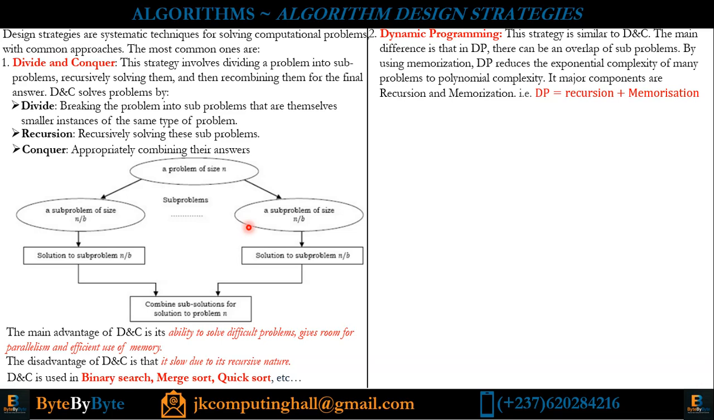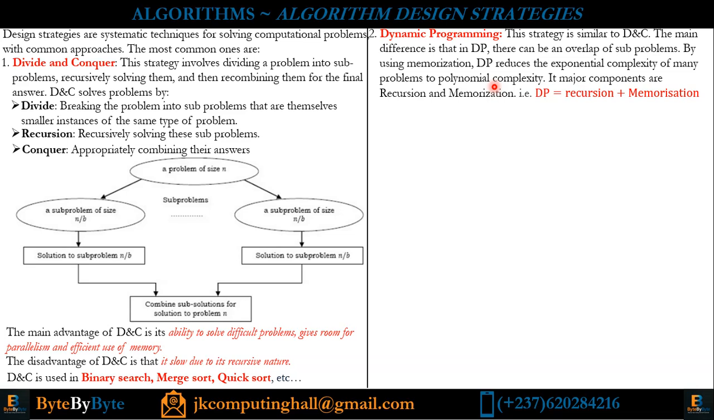Number two, dynamic programming. This strategy is similar to divide and conquer. The main difference is that in DP, there can be an overlap of sub-problems. When we talk of overlap of sub-problems, it means that the output of this can be found as the input of this. By using memoization, DP reduces the exponential complexity of many problems to polynomial complexity. Right after this algorithm design strategy, we are going to enter algorithm complexity and computational theory, where you will better understand exponential and polynomial complexity.